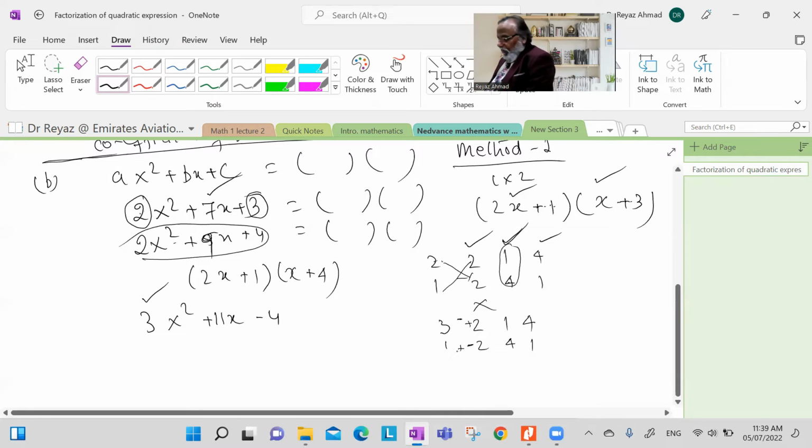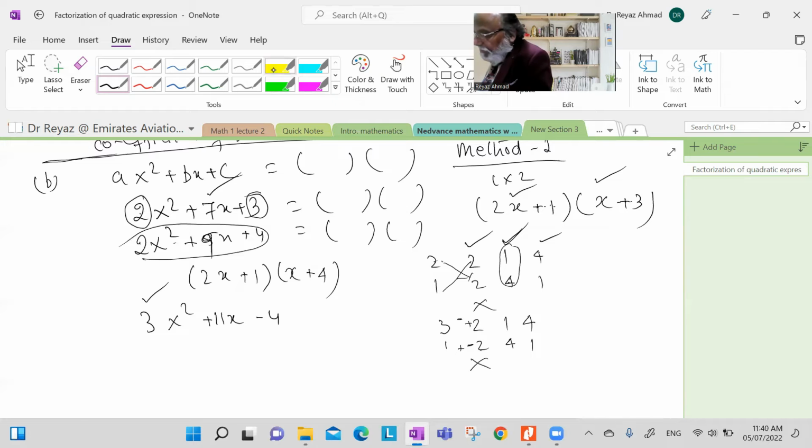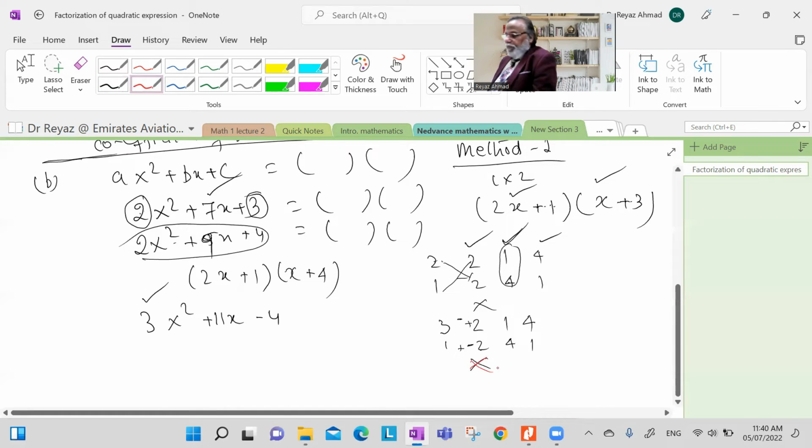Okay, so let's see here. If you take this positive, this negative, then minus 6 and plus 2 is not positive 11. Then if it is positive 2, so 6 minus 1 is not positive 11. So this is already rejected. Now we go for this one.